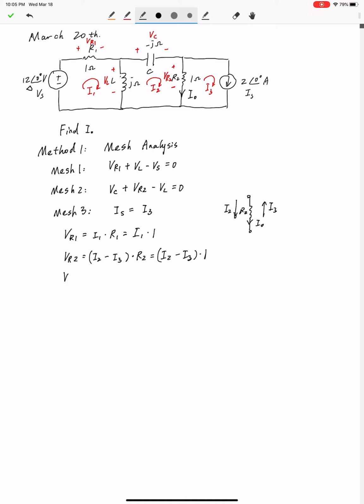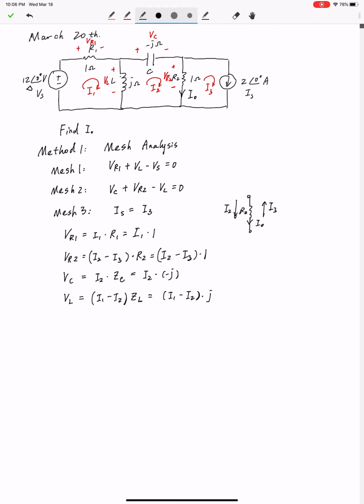And VC equals I2 times ZC, because on the capacitor there's only one current flowing through it. So that equals I2 times minus j, since ZC is minus j. The last one, VL, equals I1 minus I2 times ZL, and that is I1 minus I2 times j ohms.